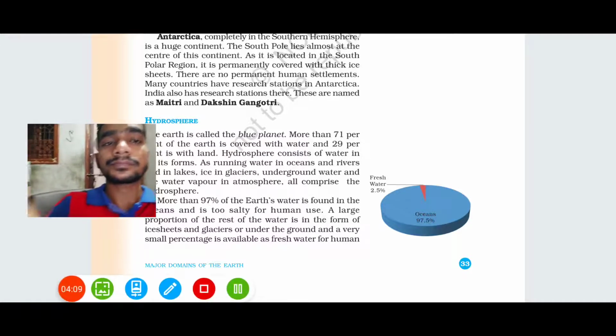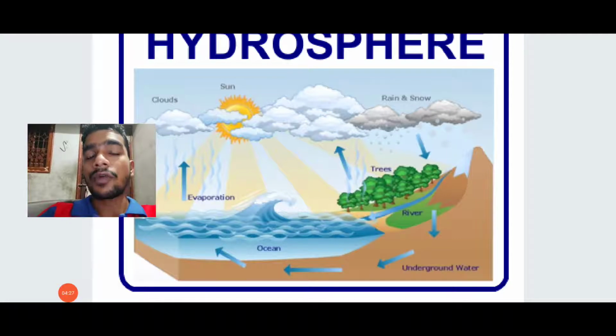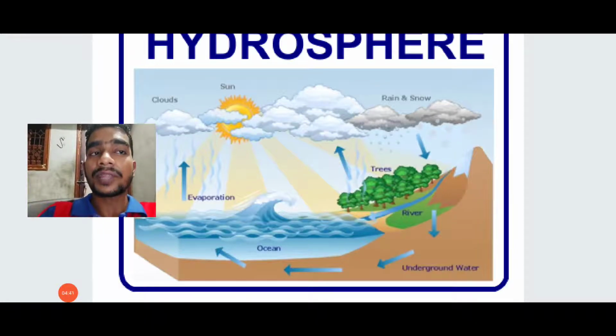This is the image of the hydrosphere. How does the hydrosphere process occur? You can see there is a river, trees, rain and snow, sun, clouds, evaporation and ocean. In the daytime, evaporation takes place from the oceans. The water droplets, the moisture, go up and form clouds, so it forms the cloud formation. After cloud formation, in the rainy season, rain and snow fall from the clouds.